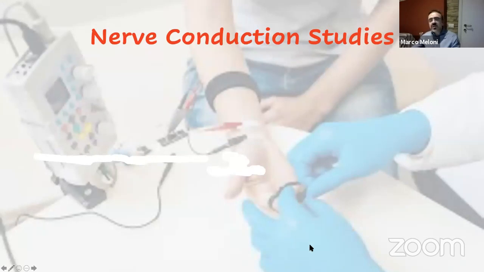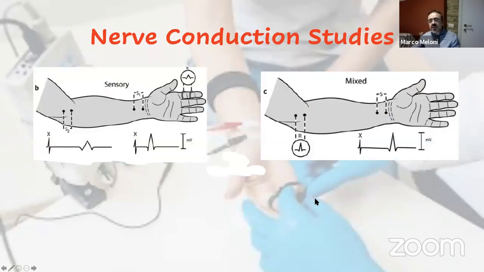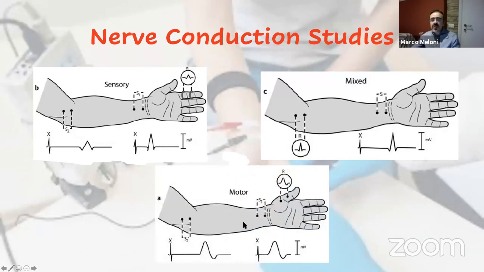Nerve conduction studies are of 3 types. Sensory, where they examine the sensory nerves. Mixed, when they examine a nerve that has both sensitive and motor components, like the ulnar nerve or the median nerve. Or we can also examine just a motor nerve, like for example, the posterior interosseous nerve.